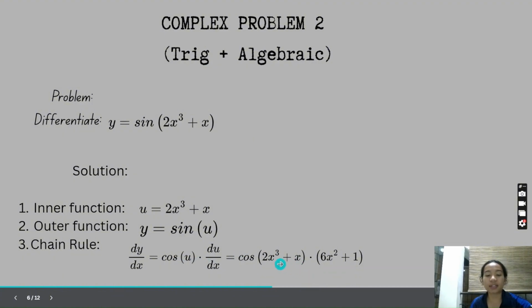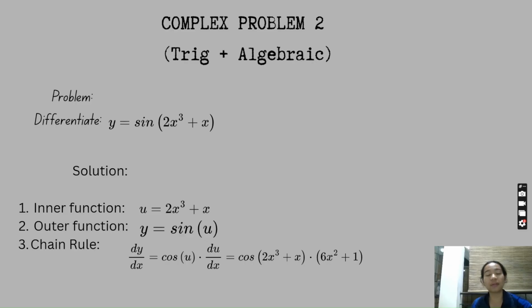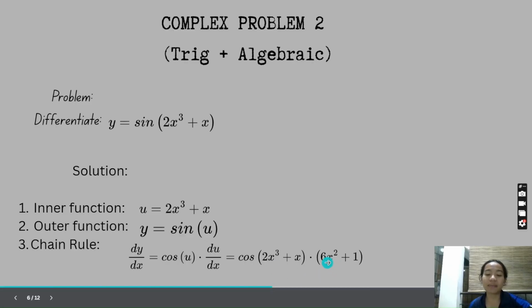And the derivative of 2x cubed, or 2x to the third, plus x, is 6x squared plus 1. So we simply multiply the power by its leading coefficient, which now becomes 6x, and then with the power rule, the power will be subtracted by 1, so now the power becomes 2. So basically it became 6x to the second, and then the derivative of x is 1. So the derivative of the inner function 2x cubed plus x is 6x squared plus 1.